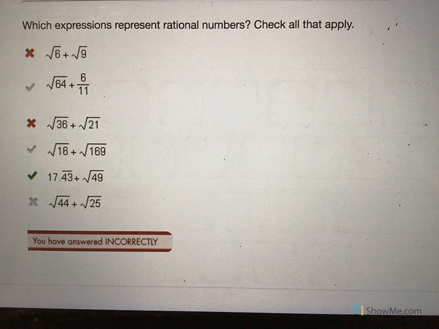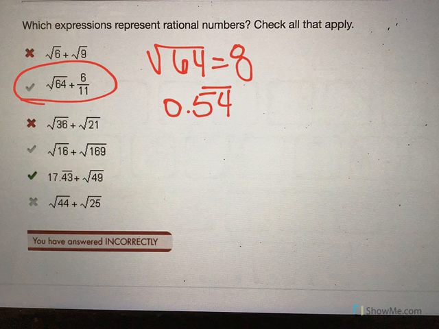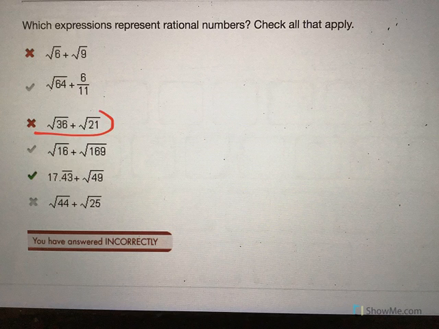All right. Square root of 64, we know, is 8. Is 6 over 11 rational? Let me check it on the calculator. It's 0.54. It repeats. Though it has a decimal that goes on forever, I can write it in the form of a over b, so it is rational. So if I add two rational numbers, it stays rational. All right. Erase this. Why is this irrational? Square root of 36 is easy.